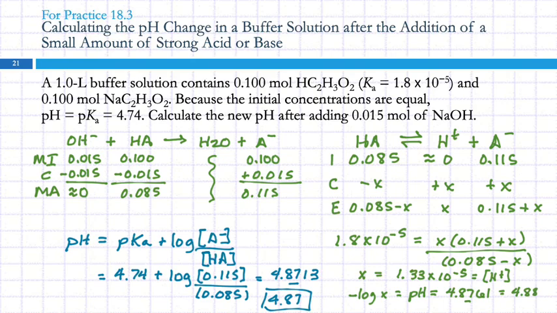The 1.33 times 10 to the minus 5, we divide that by the smallest one, which is the 0.085. That's 0.02%. So the x is small approximation does work there, and we can use Henderson-Hasselbalch. Most of the time you can use the equation. Sometimes our students call it the HH equation. Any questions?